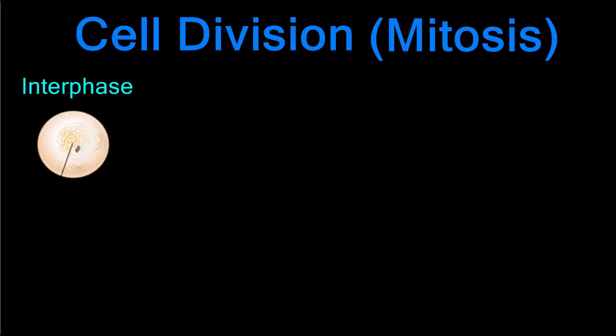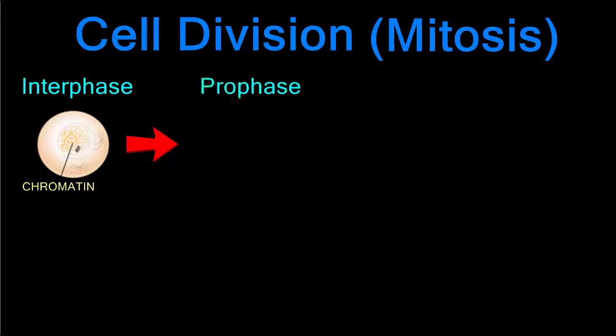The cell spends most of its life cycle in interphase. At this point, the DNA is loose and unraveled in a form called chromatin. The cell grows and copies the DNA.